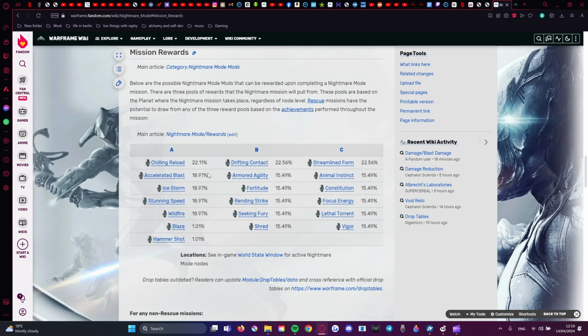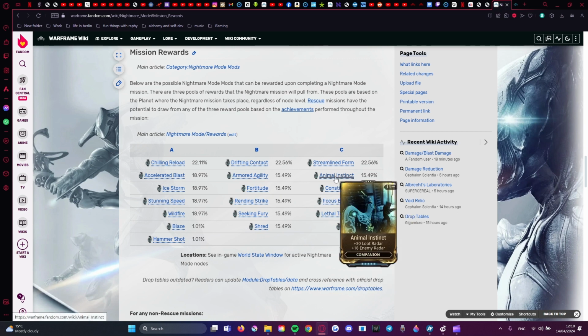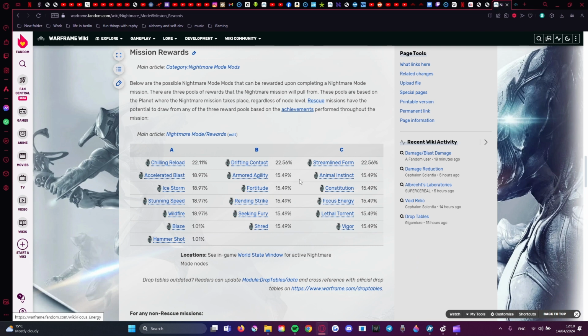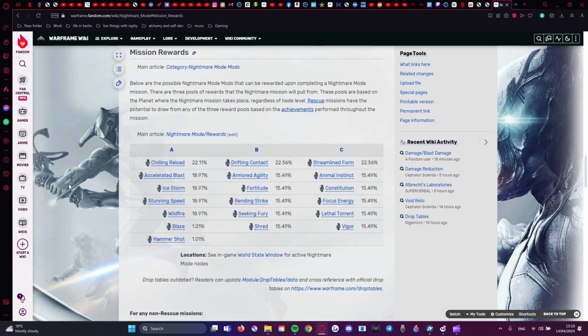And all of these sell for around 5 to 10 platinum, with the better selling one being Lethal Torrent, 20 platinum, Focus Energy, very often 10 to 15, Animal Instinct, basically the mods that people use, you know? Drifting Contact, very cheap nowadays. Chilling Reload is actually a great mod, like 60% cold and 40% reload speed is better than pure reload speed mods. You got some really nice little Nightmare mods that even some legendary rank players such as me, but not me in this case, I don't know about.